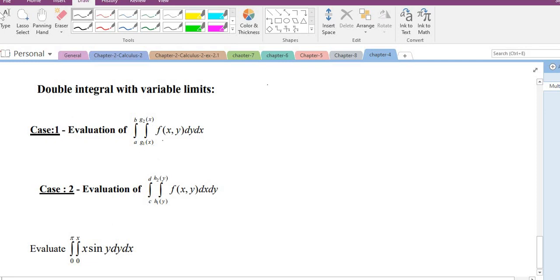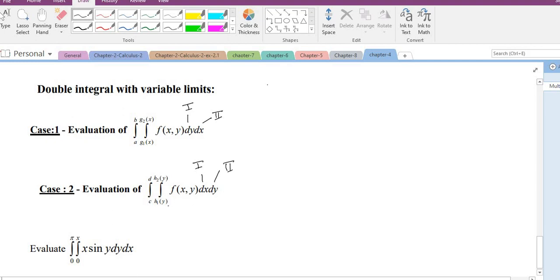If a double integral is given as a definite integral with limits from a to b, and function of x, f of x, by dy dx, it means that first we need to integrate with respect to y, because the limit is given in terms of a function of x, and then integrate with respect to x. If it is vice versa, that means if the limit is given as a function of y, then we need to integrate with respect to x first, and after that with respect to y.